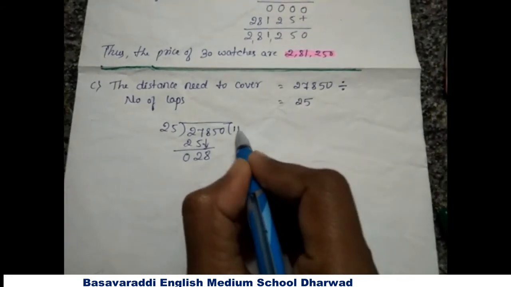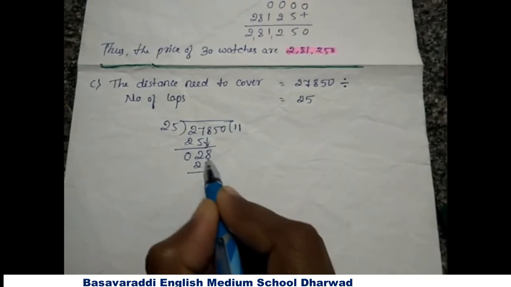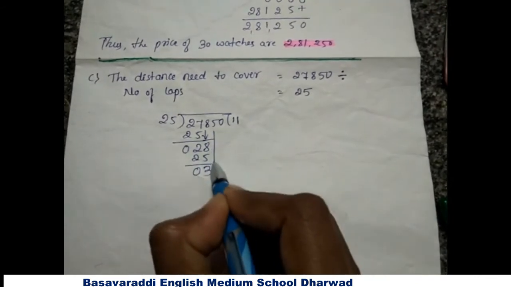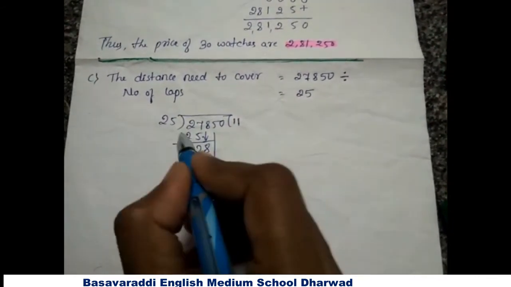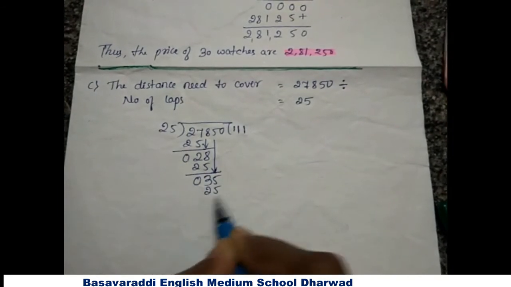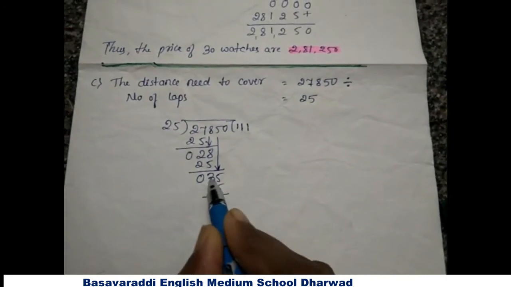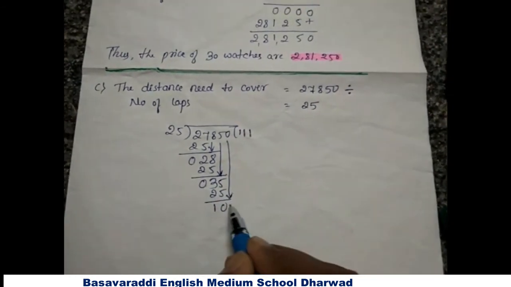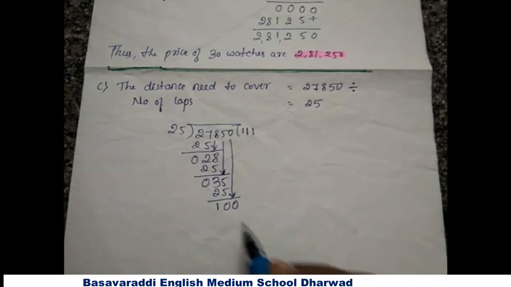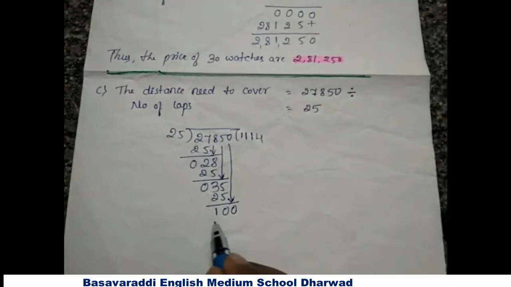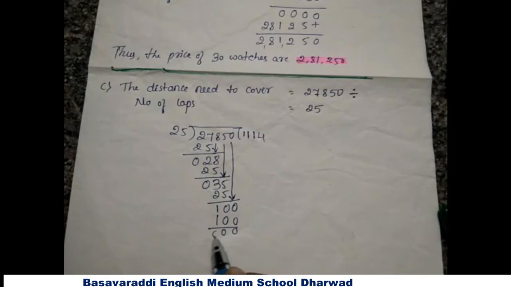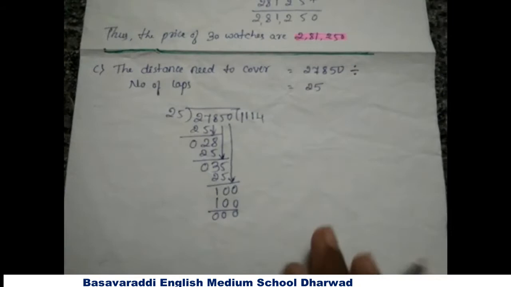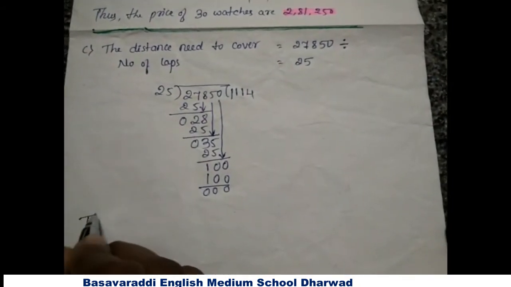That becomes 28. So again 25 ones are 25. 8 minus 5 is 3. 2 minus 2 is 0. Next one, the 5. 25 ones are 25. So 5 minus 5 is 0. 3 minus 2 is 1. Next, the last digit, that is 0. Club with the 10, that becomes 100. 25 fours are 100. Yes, the quotient is 1,114.